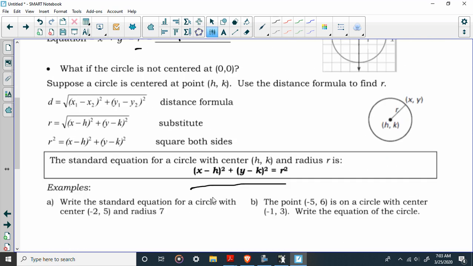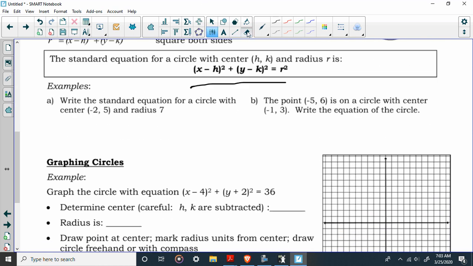Okay? Now, when the circle is not centered at the origin, I'm going to tell you something. It says write the standard equation for a circle with center -2, 5, and a radius of 7. Okay, so center. We said that the letters we use to represent the center are H and K. So your center is -2, 5. So H is equal to -2. K is equal to 5. Your radius is equal to 7.